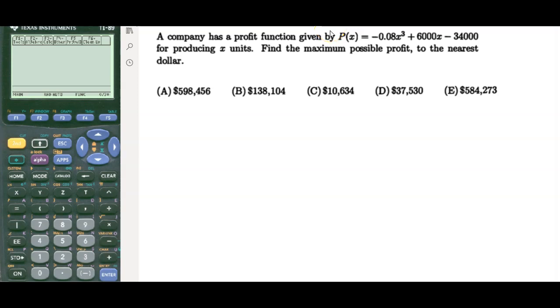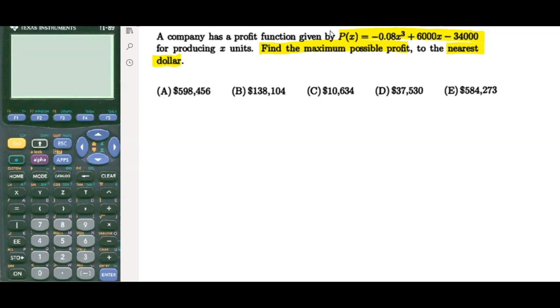Okay, so in this question we are given the profit function of a company and we want to figure out what is the maximum profit. Of course, we want to round it to the nearest dollar.